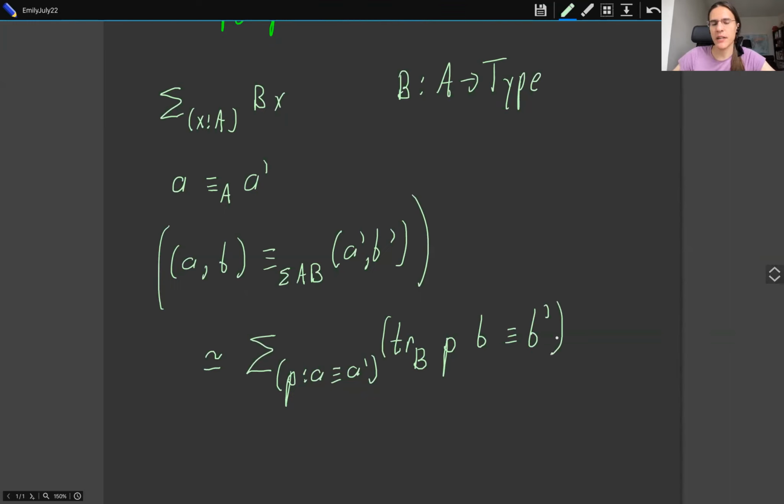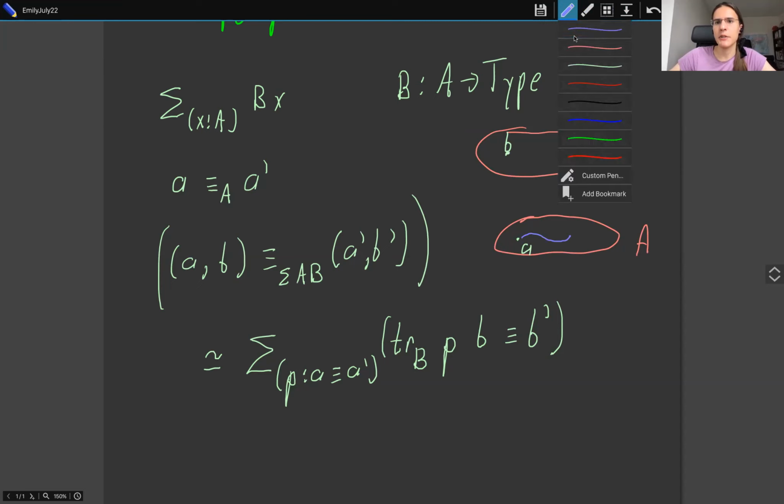And so what transport does is that in general, if you have basically a type family, so let's say this is A and this is B, then you have here a point b, and what it lives over is A. And if you have any path from A to A prime, then you get a transport, which gives you a point transport B P of b.